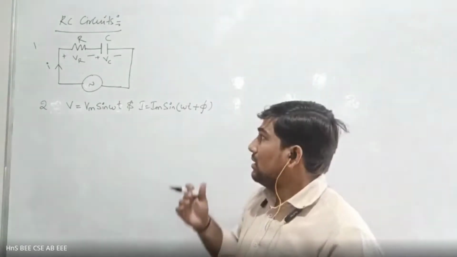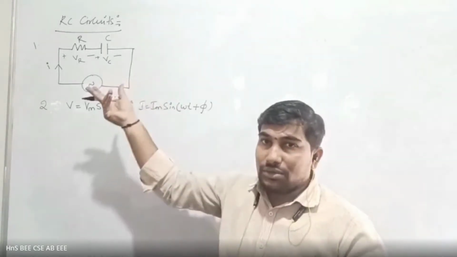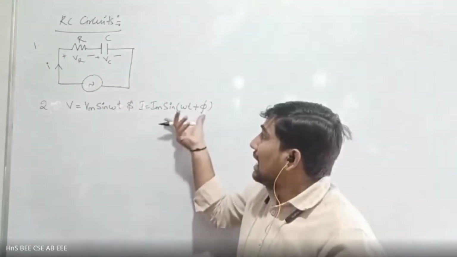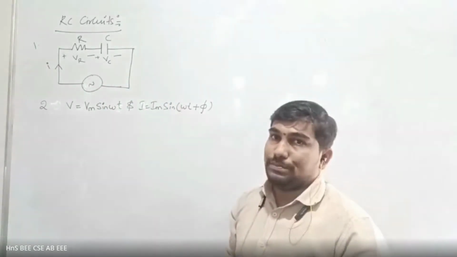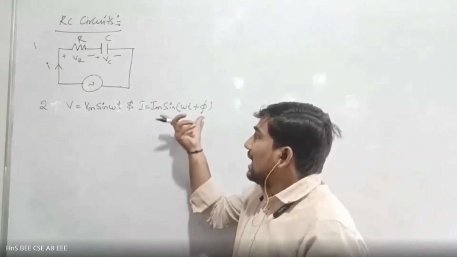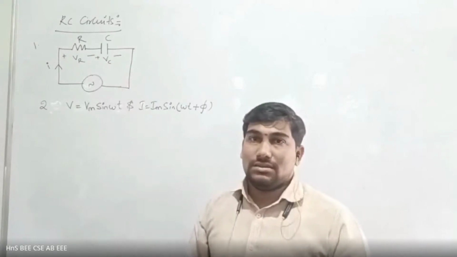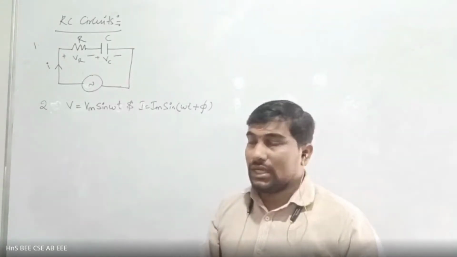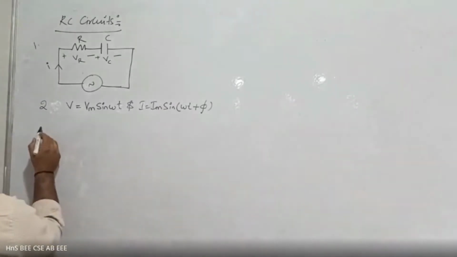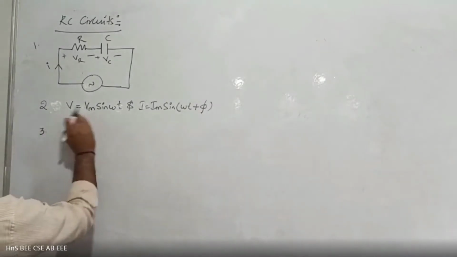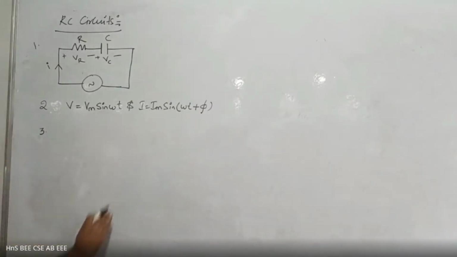In our RC circuit, the current angle is positive. Simply I have to say the current is leading, voltage is lagging in our capacitor. That is RC circuit. Now coming to the next one, the standard equation. These are the standard equations of RC circuit.